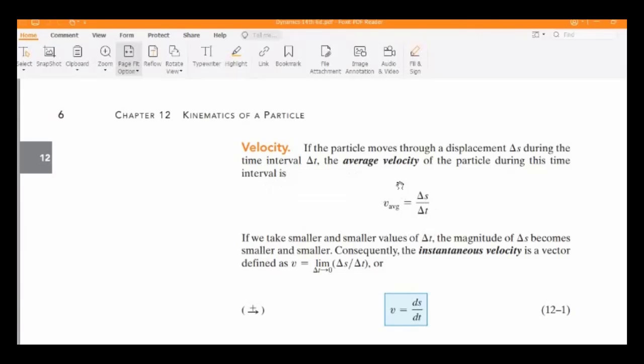Average velocity is delta S by delta T, I mean displacement over delta T. Okay. Here, one thing is required to know: if we want to calculate delta S, many times we consider S1 equals 0, or the initial S naught equals 0. That is why, let's say, delta S.